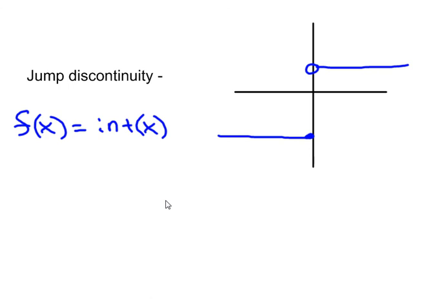Another example of discontinuity is a jump discontinuity. These are really easy to see because they look like step functions or piecewise functions. The example I have on the graph here is what's called the integer function. The integer function is an example of a step function where it'll start at negative 1, then it'll jump up to positive 1, then it'll jump up to positive 2, and you'll see these spaces in between the function.